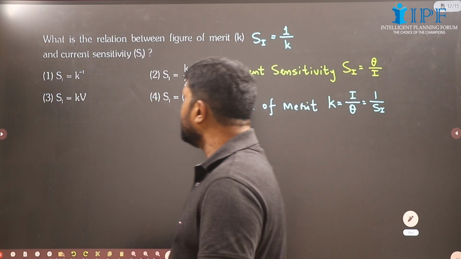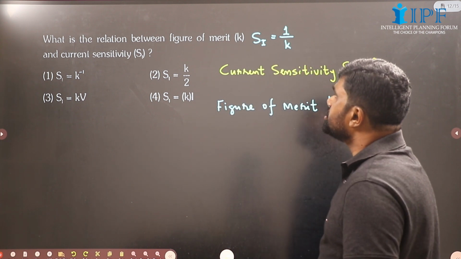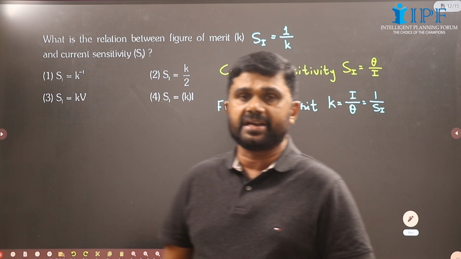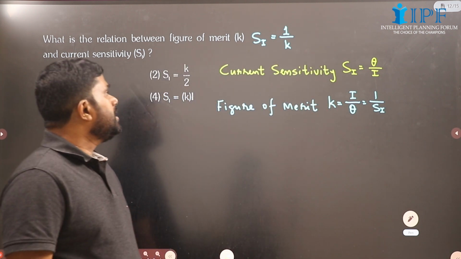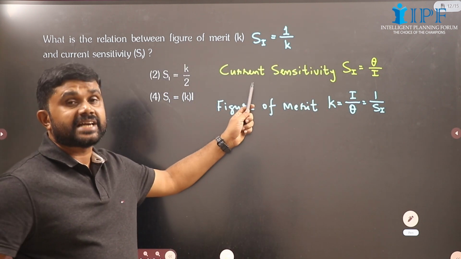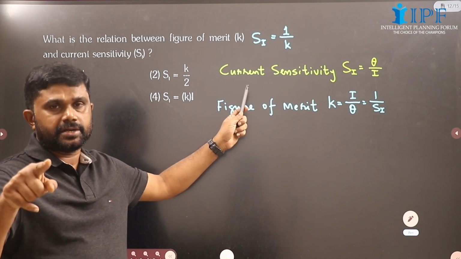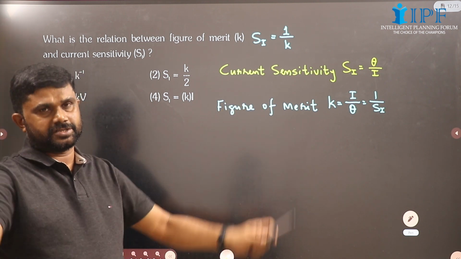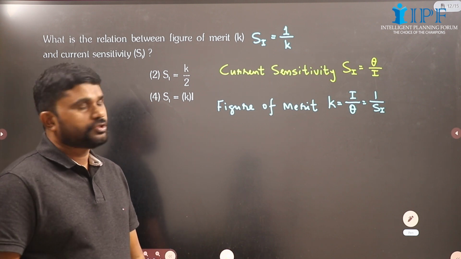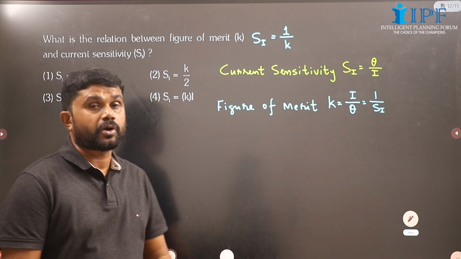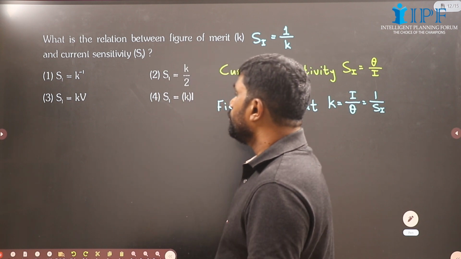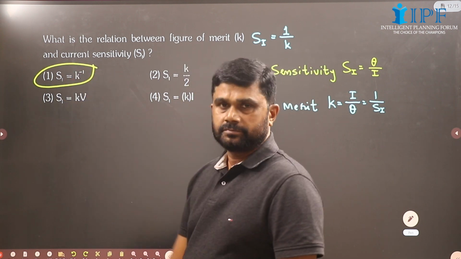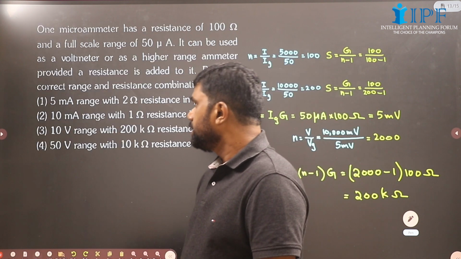Now let's see what is the relation between figure of merit K and current sensitivity capital S with the suffix I. Now see, current sensitivity is actually deflection for unit current, and figure of merit is current for unit deflection. So figure of merit is the reciprocal of current sensitivity. So current sensitivity is the reciprocal of figure of merit, K raised to minus 1.